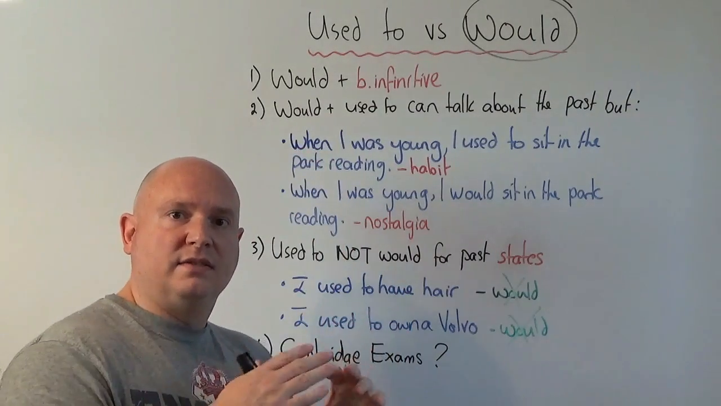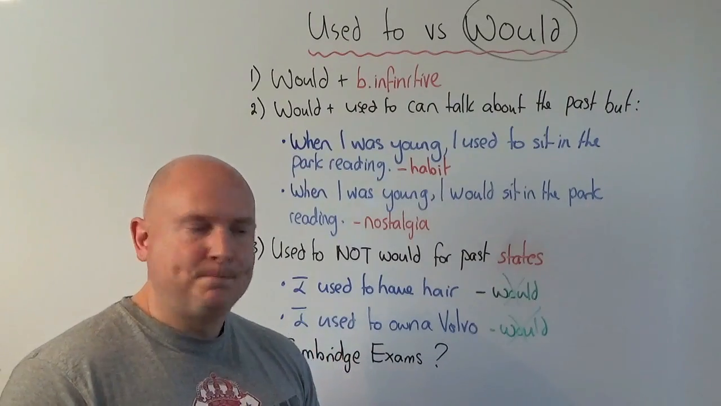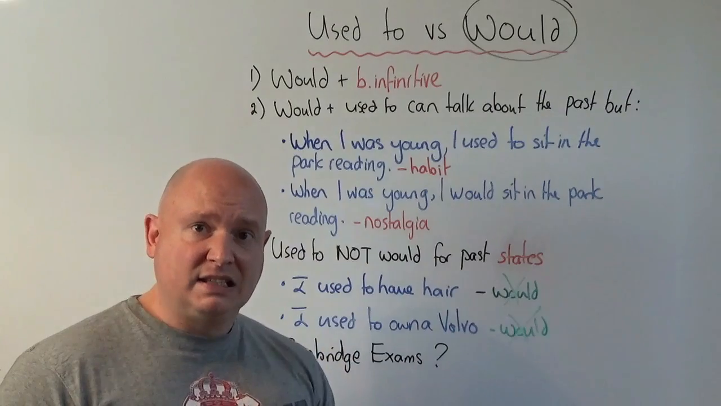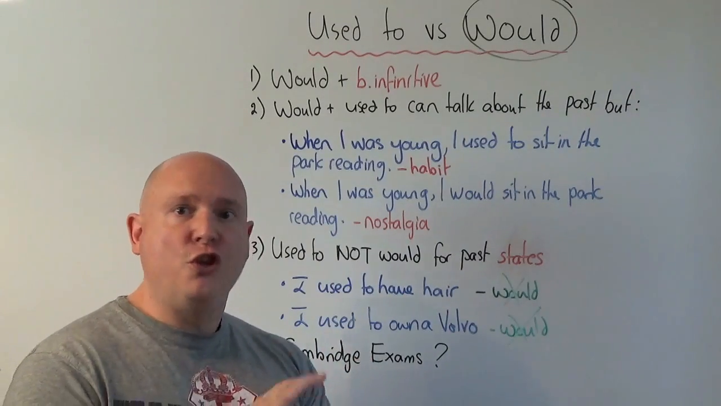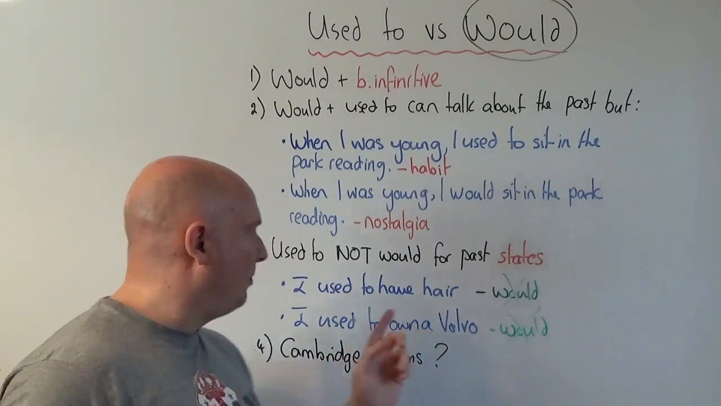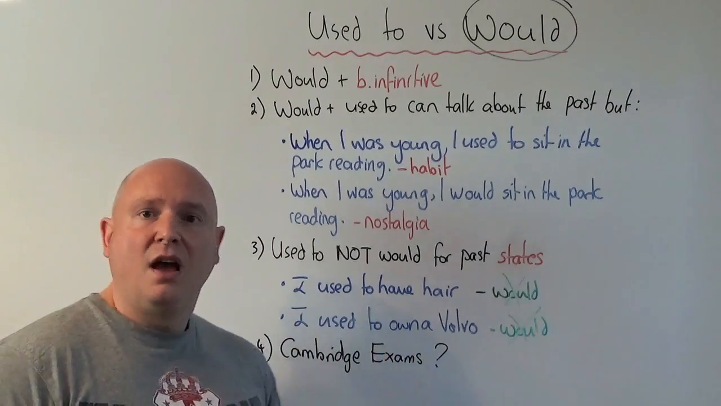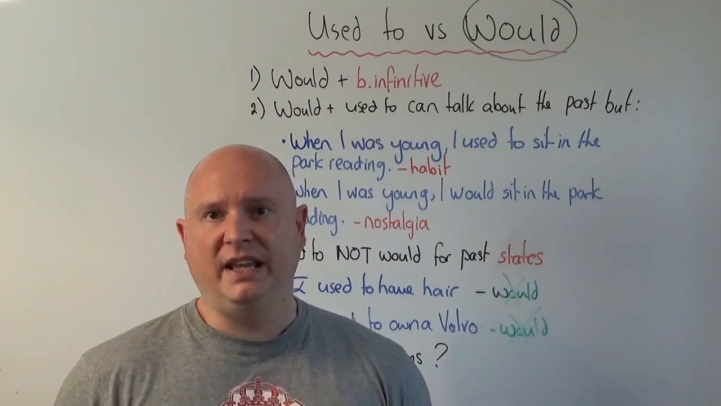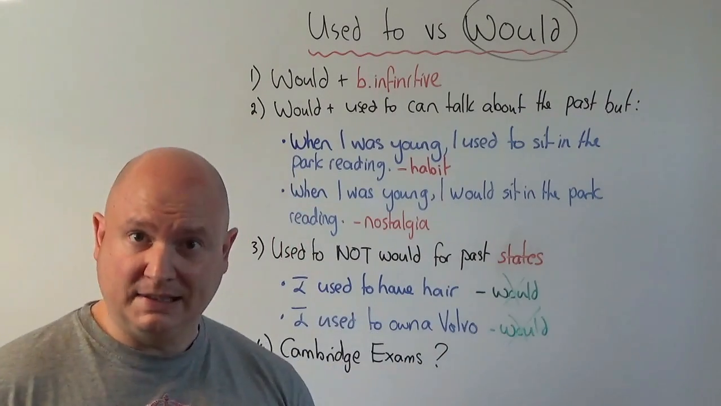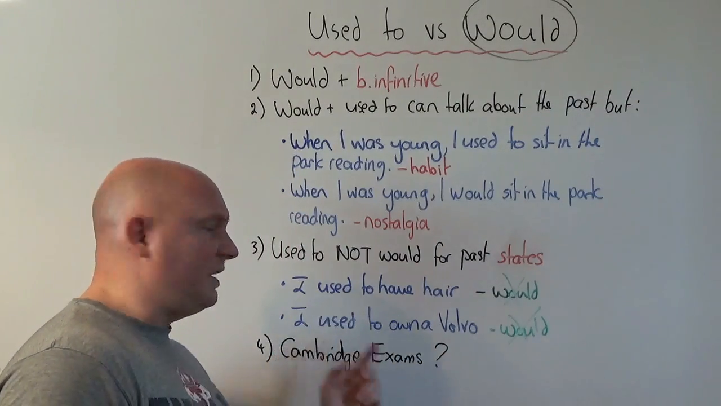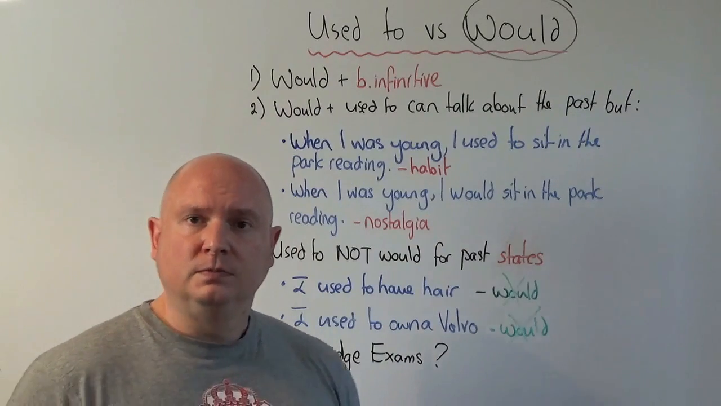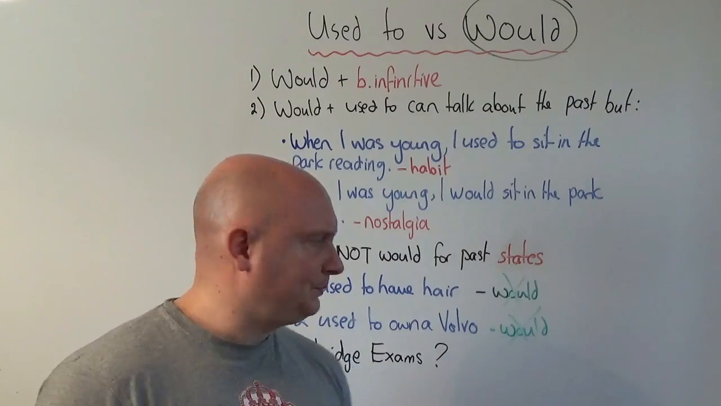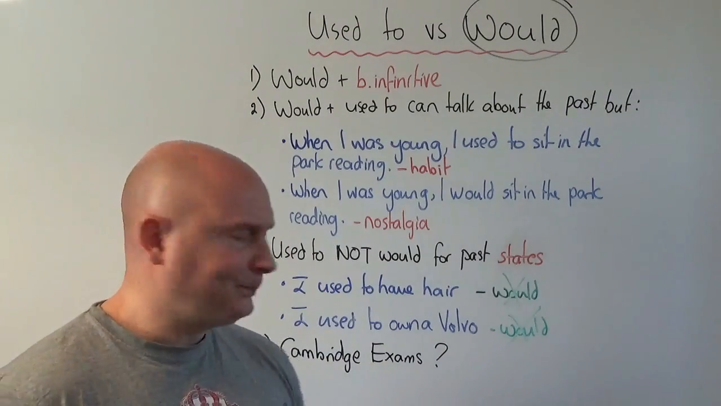Now, this is where things become a bit problematic. When we talk about past states, we use used to, not would, never. For example, I used to have hair. I can't say, when I was younger, I would have hair. It's incorrect English, because it's a state. Similarly, I used to own a Volvo. Not, I would own a Volvo many years ago. It's bad English. Used to, because it's a state.